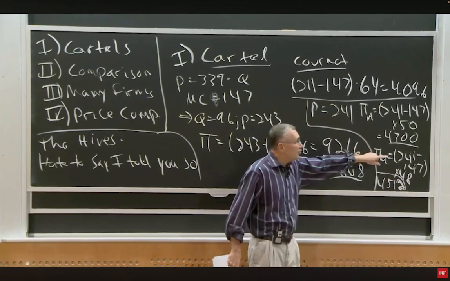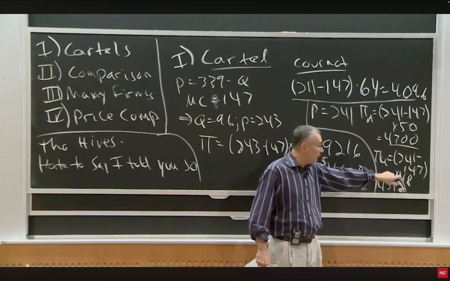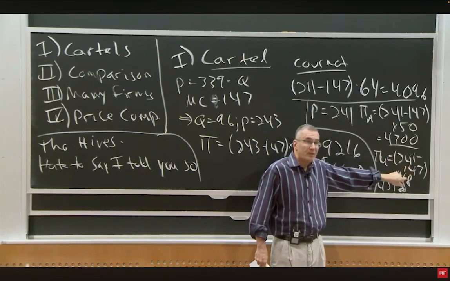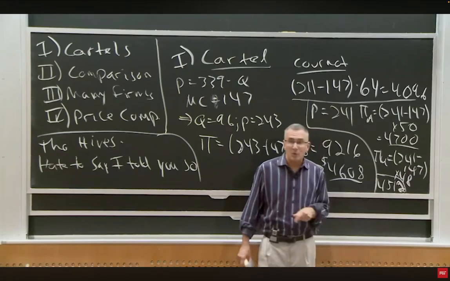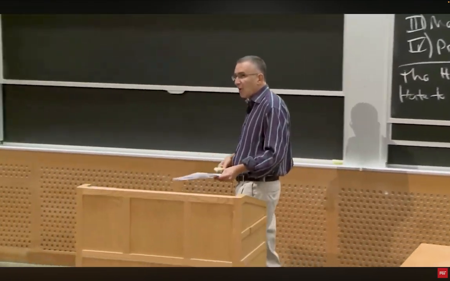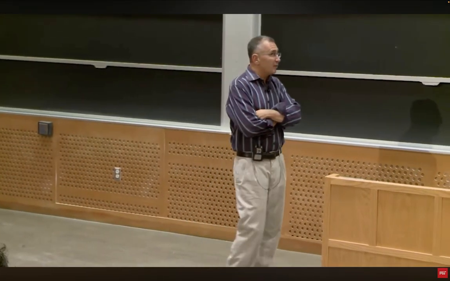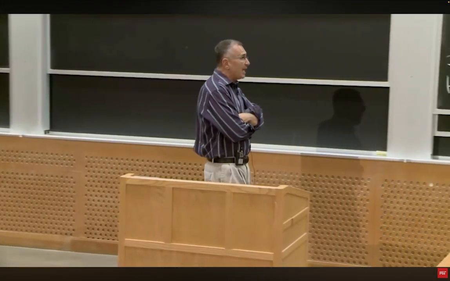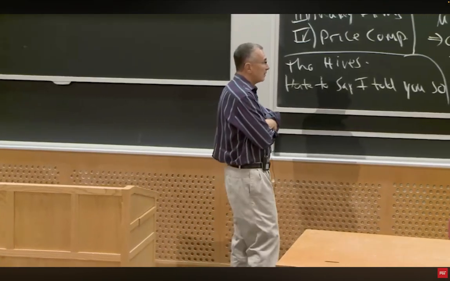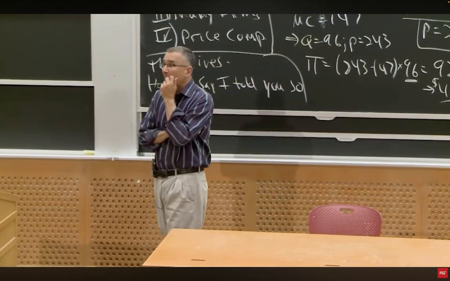So price is 241, cost is 147. They're still doing 48 flights. 241 minus 147 times 48 is 45.12. So by cheating, American has raised their profits, but lowered the profits of United. And if you do the math, United's profits have fallen by as much as American's have gone up.